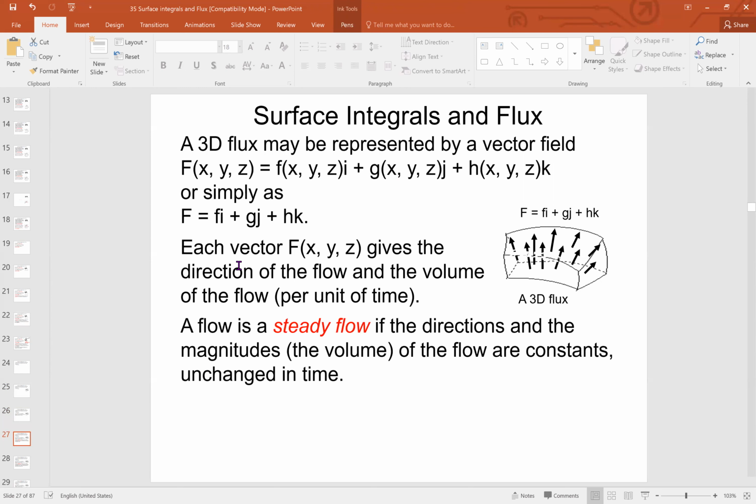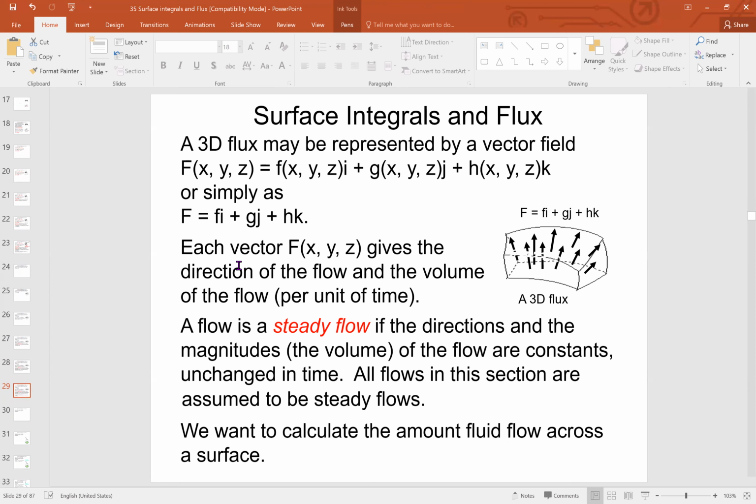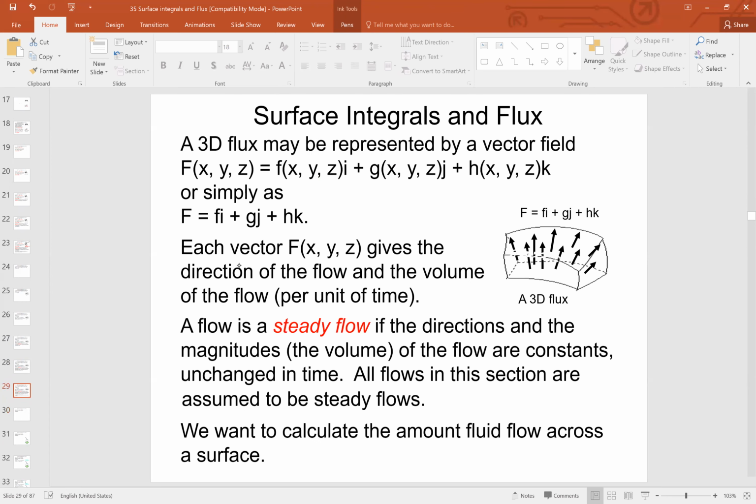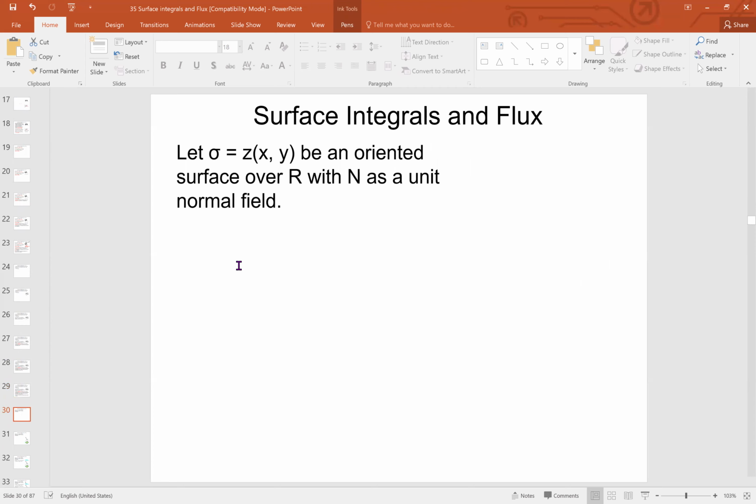A steady flow, again, means that at any time this picture doesn't change. The amount of flow doesn't change; it's constant going across at any point. So I want to calculate now, putting these two together, the surface with the orientations, the chosen directions, plus a flow in three-dimensional space. Now we want to calculate how much flow is across the surface.